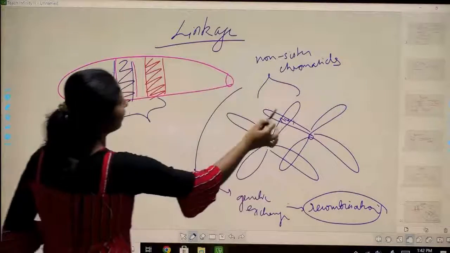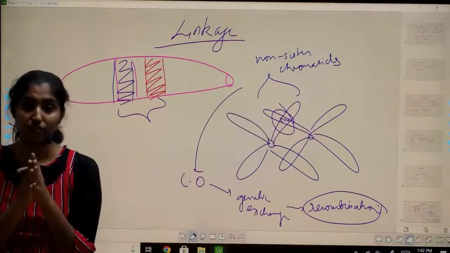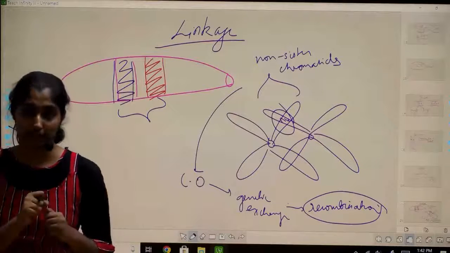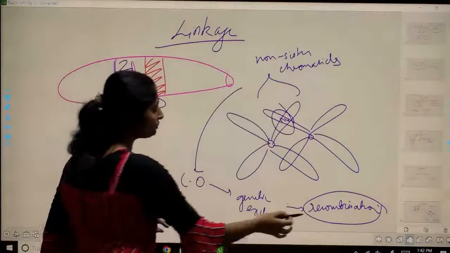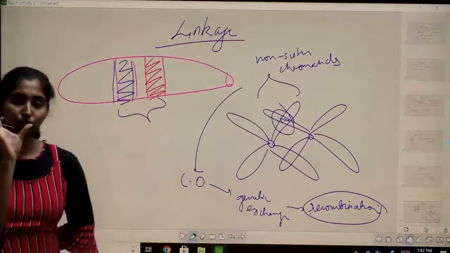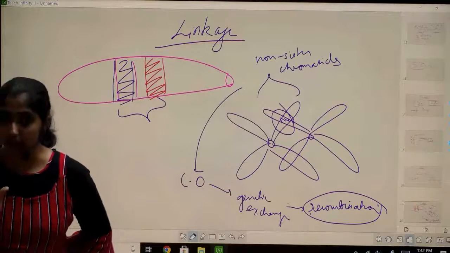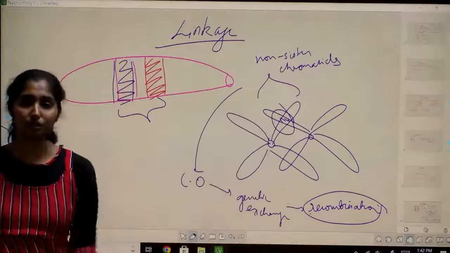So, if two genes are located very close to each other, the chance of crossing over happening between them is very low, right? So there the chances of recombination are very, very less. So the closer particular genes are within a chromosome, the fewer the chances of recombination between them.